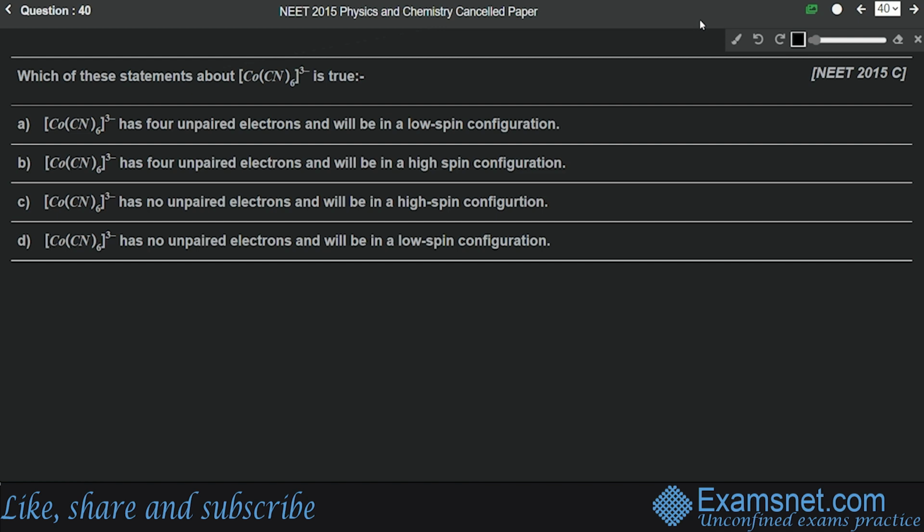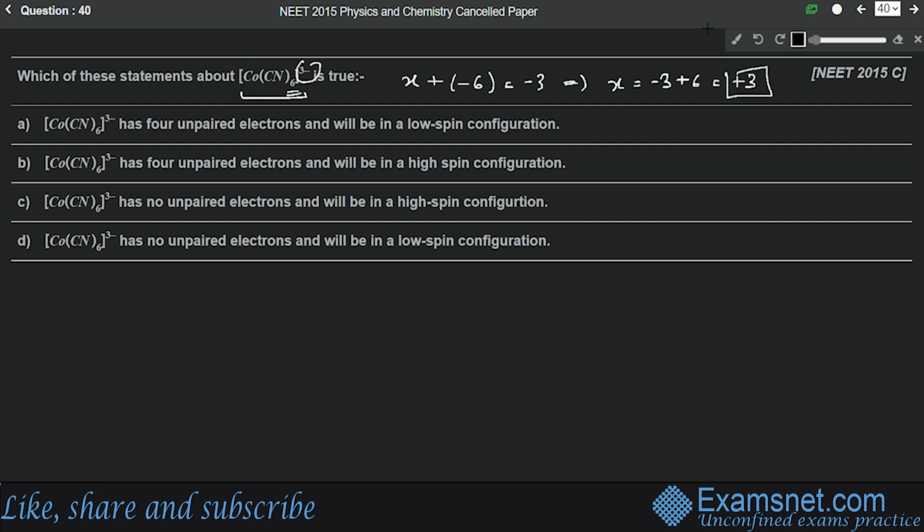Question number 40 is from the chapter Coordination Compounds and the question is, which of these statements about [Co(CN)6]3- is true? So first of all let's check the oxidation number of cobalt here. Let's say the oxidation number of cobalt is x, and the oxidation state of CN is -1. So here we have 6 CN, that means -6. The sum will be equal to -3 because the overall charge is -3. So x minus 6 is -3, so x will be equal to -3 plus 6, that means +3.